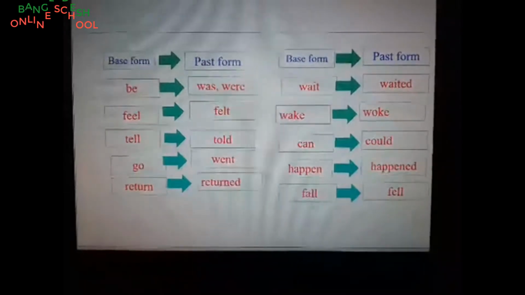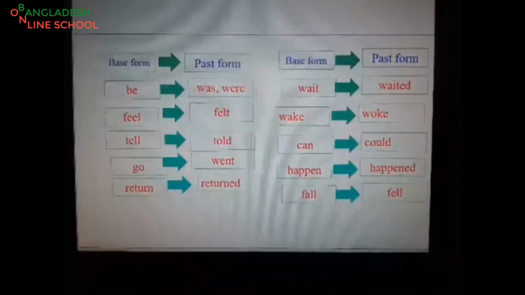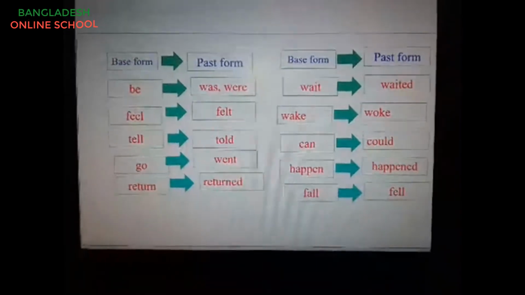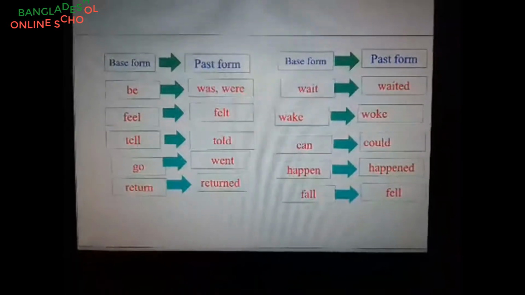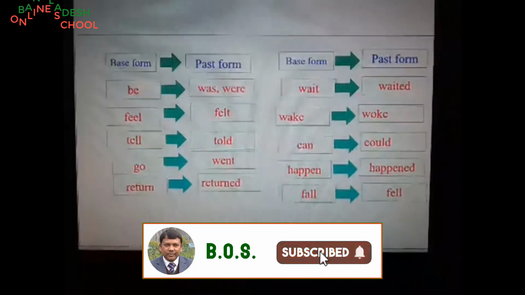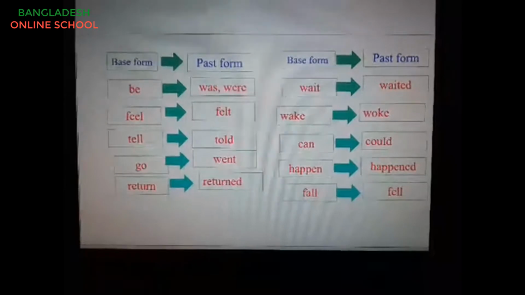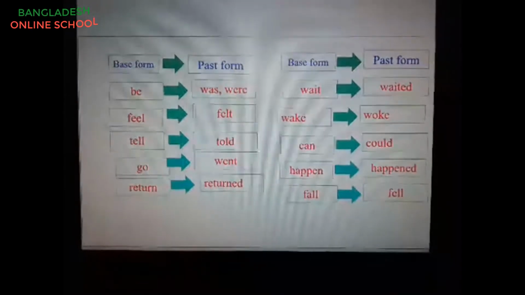Can, could; happen, happened; fall, fell. Bangla meaning of fall is পতিত হওয়া, পড়ে যাওয়া, but if we use fell asleep or fall asleep, ঘুমিয়ে পড়া. Okay, these are the words you have seen.